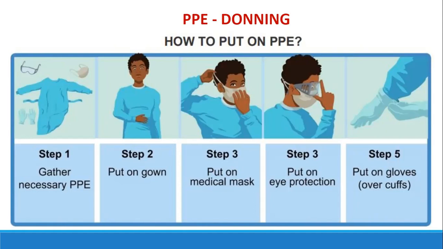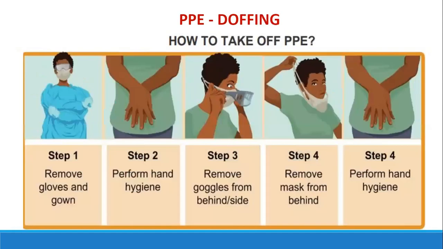Doffing of the PPE is as important as donning and should be done carefully to prevent transmission of infection. In step 1, first we have to remove the gloves and gown. Step 2, perform hand hygiene. Then in step 3, we remove the goggles from behind or the side. In step 4, remove the mask from behind and perform hand hygiene.